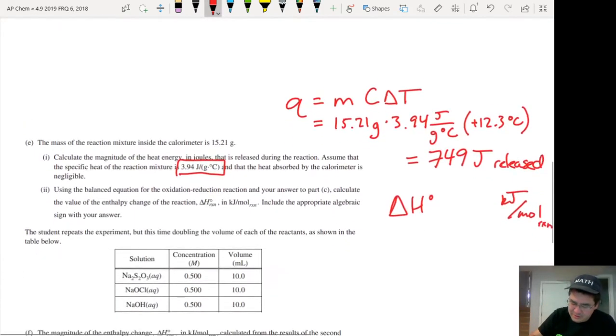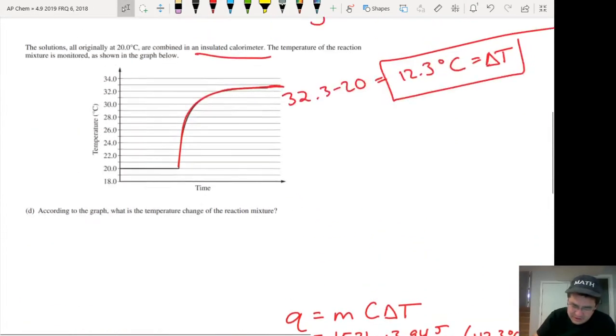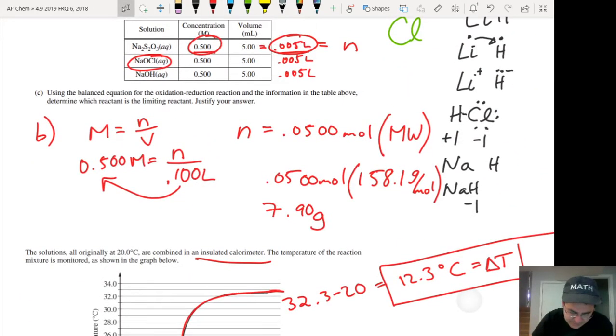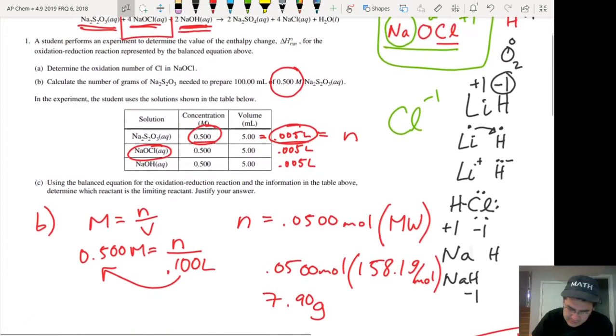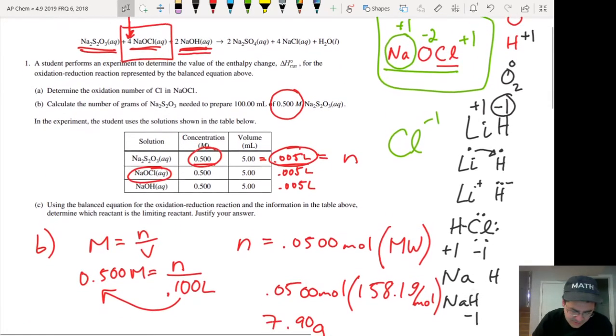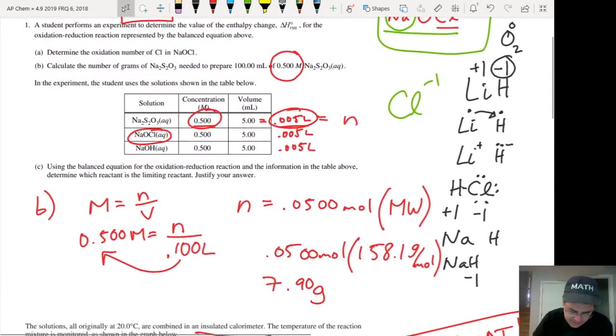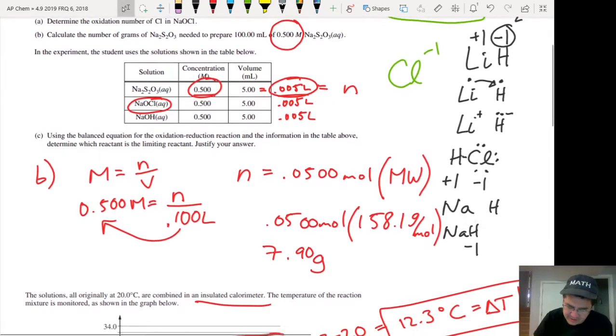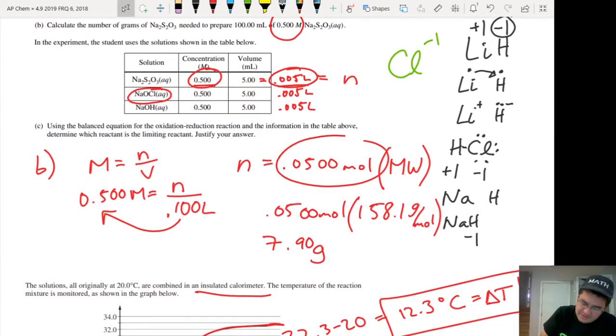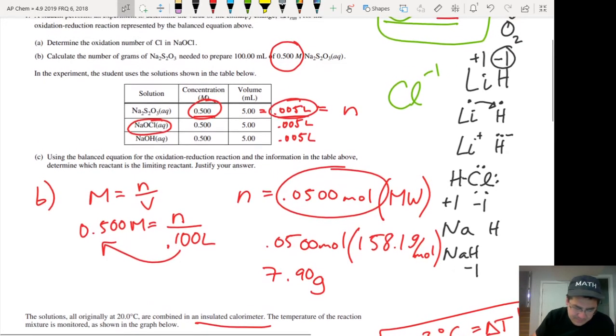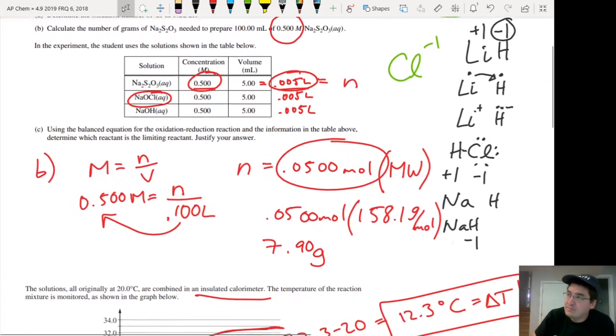So what you have to do is use your moles, which I think we calculated in the very first part, right? How many moles did we get? Oh, we got 7.9 grams. We had this many moles, right? Yes. Was that the limiting reactant? Yeah, NaOCl. I think so. Okay. That's it.